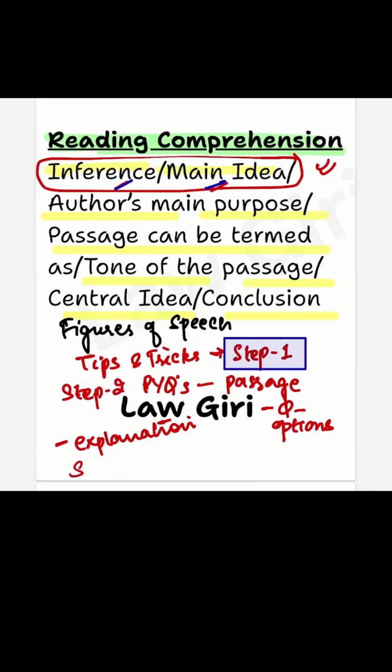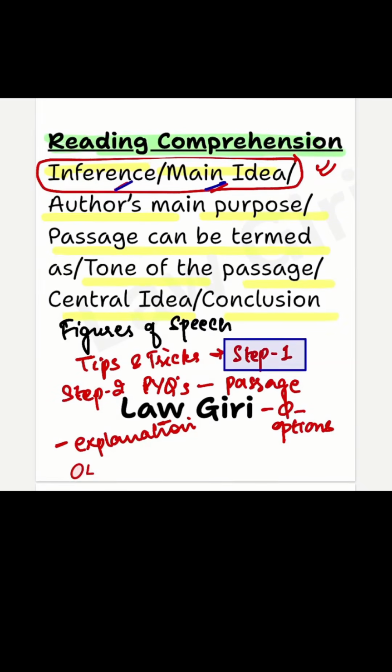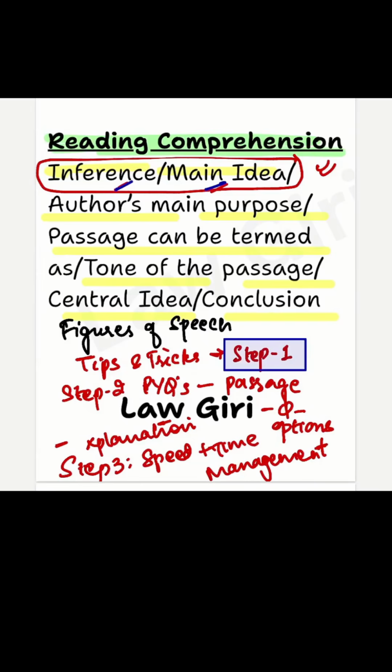And then step 3 is that you solve 4 to 5 RCs back to back for speed. Now, step 3 is that you create speed and you are able to manage time management, and for speed at the same time applying tips and tricks. So this is what you need to do. Okay, this is how you do your English.